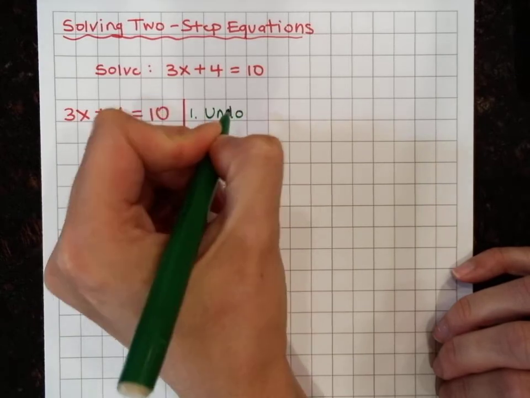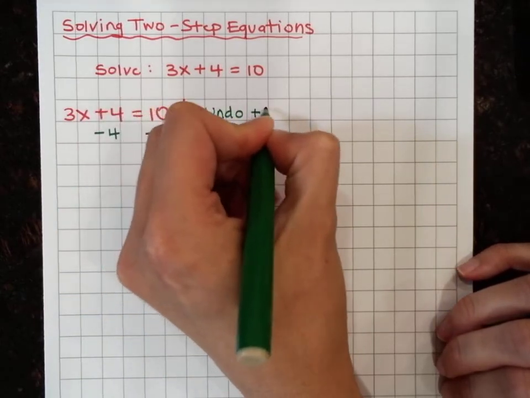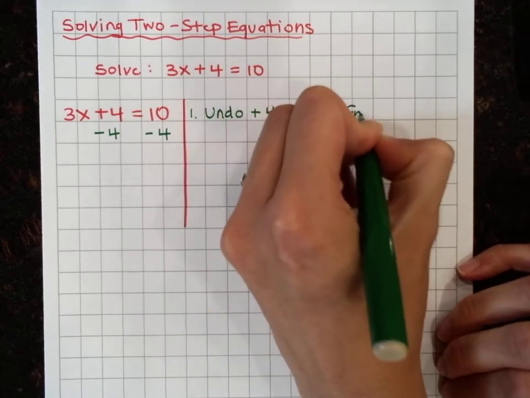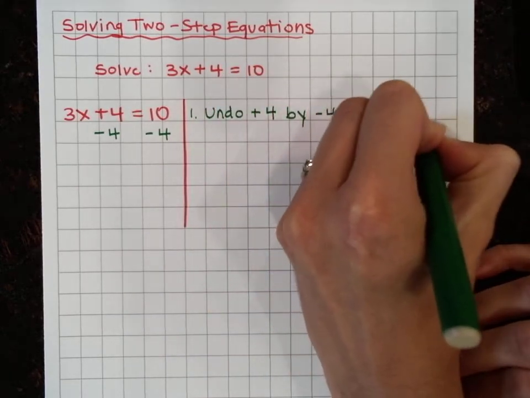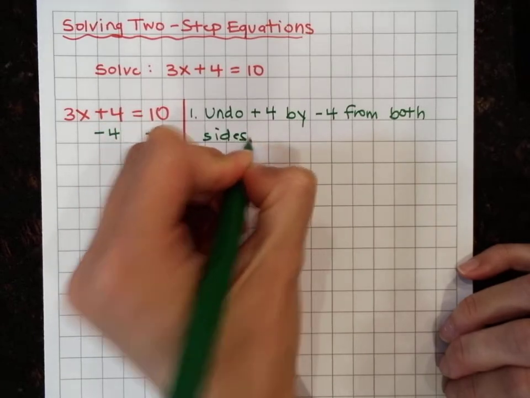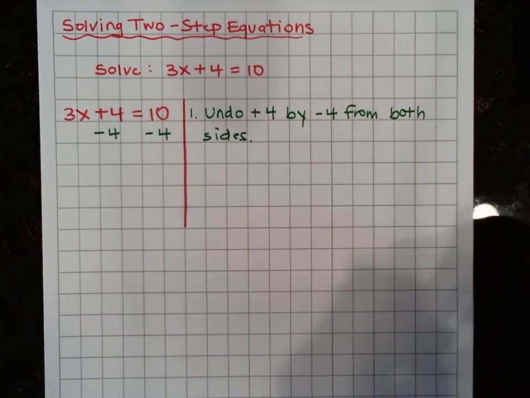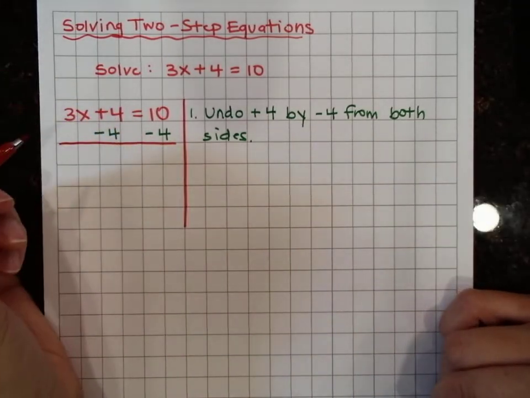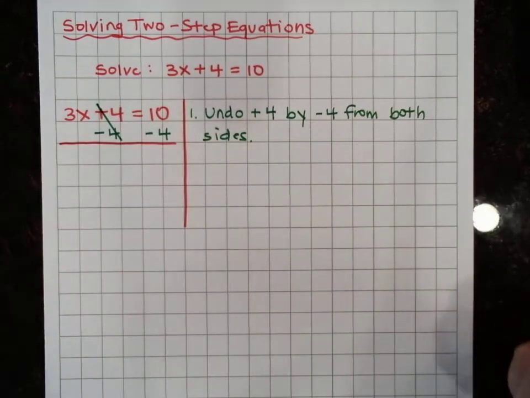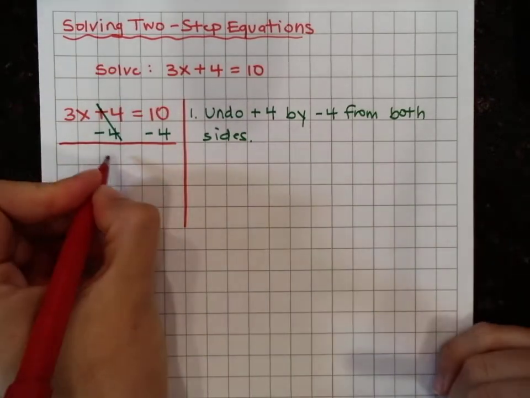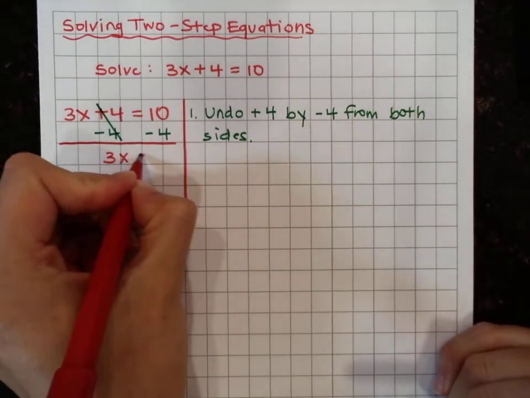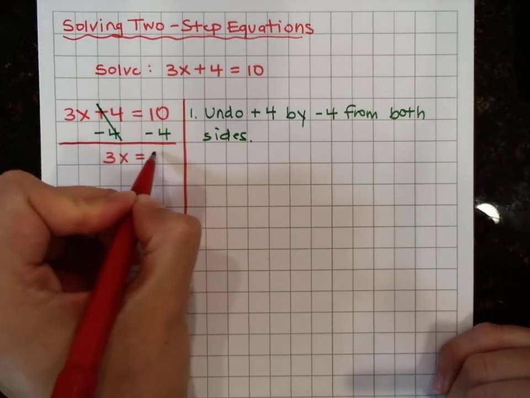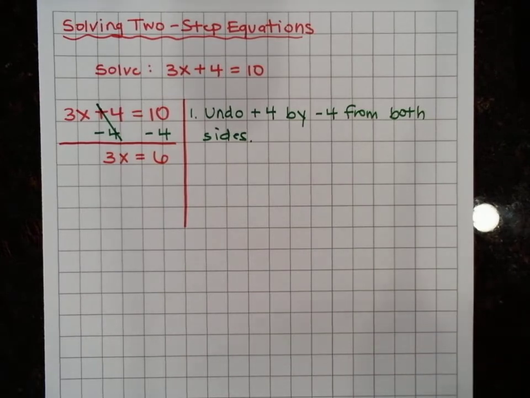We're going to undo plus 4 by subtracting 4 from both sides. Okay, so the purpose in doing that is that the 4 disappears. We're one step closer to getting x all by itself. So we bring down our 3x, and that equals 10 minus 4, which is 6. So now we know 3x equals 6.